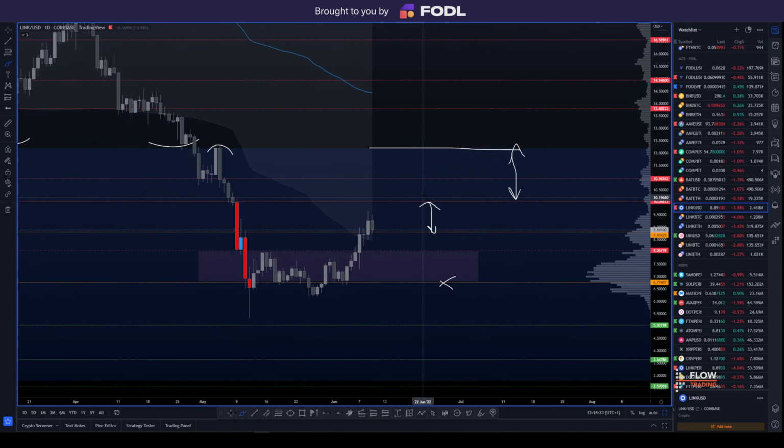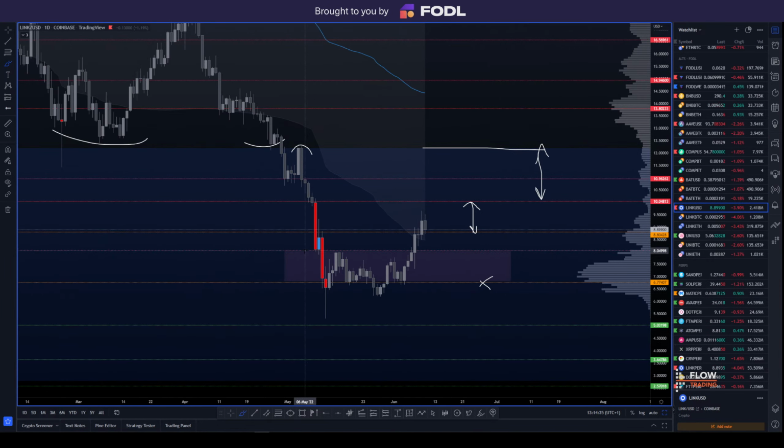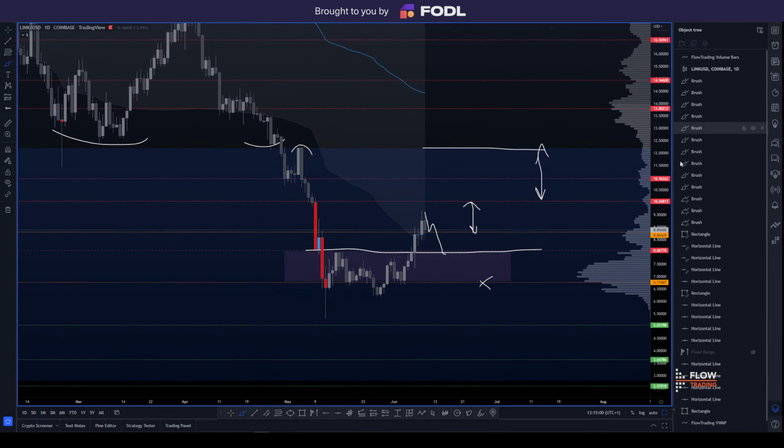Obviously this level here now has to hold as support. Okay, so even if we had a little volatility and come all the way back here, don't despair. It doesn't mean it's going to go back to new lows, especially if it bounces here and starts curling up. Then that's confirmed a shift in market structure. Okay, and we can continue with the constructive price action. All right, so for now, that's what I'm seeing here on Link versus USD.